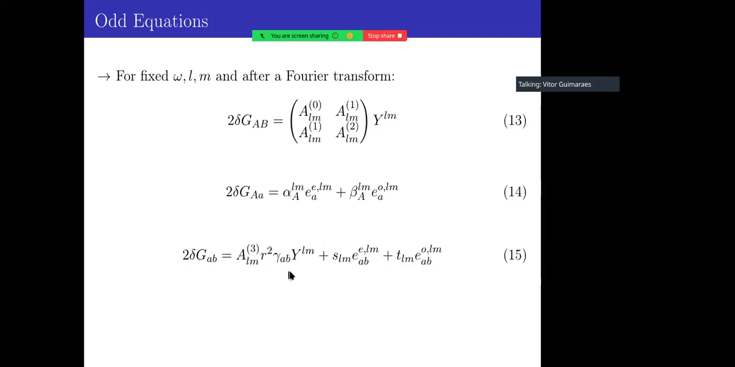So here we have a tensor, which is the two sphere metric. This is the even tensor basis, this is the odd tensor basis, and these are the components. So the harmonic decomposition is exactly this. This is what we did.